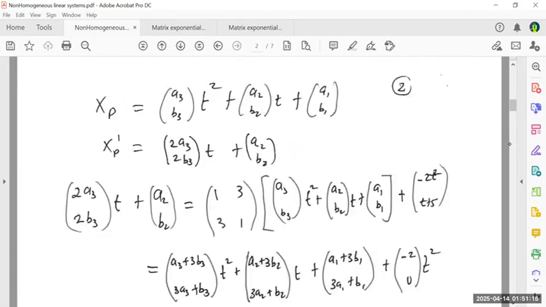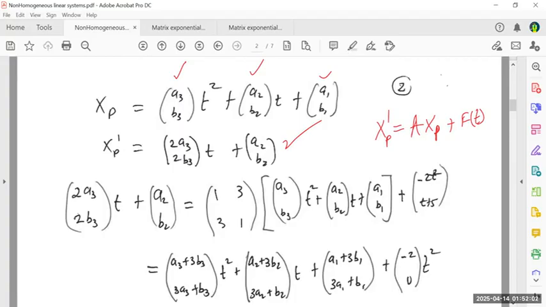Now, remember, we looked at f of t, and f of t had the form of a quadratic polynomial. And we then put xp as a generalized polynomial vector. So all we need now is to plug it back into this system where x is replaced by xp, and solve for A3, B3, A2, B2, and A1, B1. So if we differentiate, this is what we get.